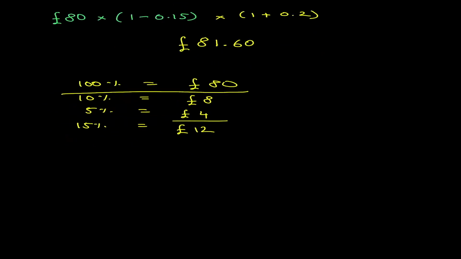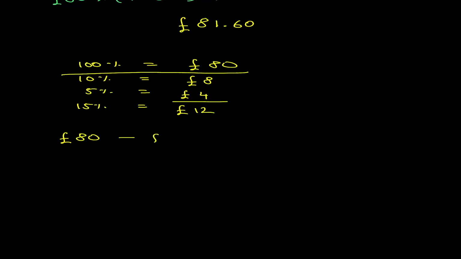So it was £80 and then it was reduced by 15%. So it was reduced by £12. So then how much would you pay? It would just be 80 take away 12, which is £68. But then it increased by 20%. So we need to work out what 20% of that is. So 10% of 68 is just 6.8. Therefore, 20% of that would be double of 6.8.